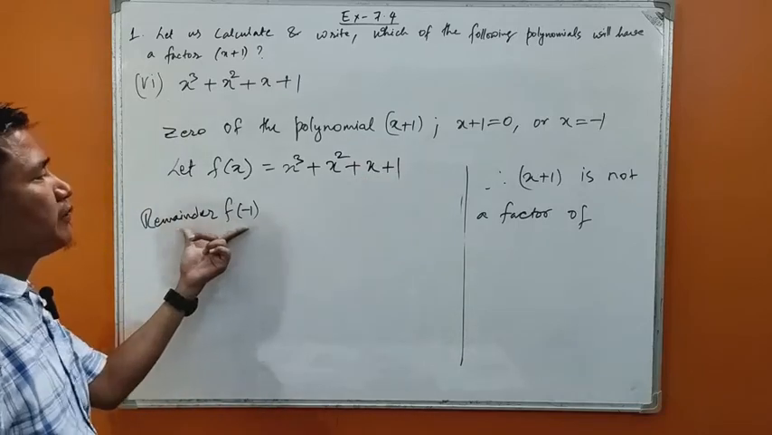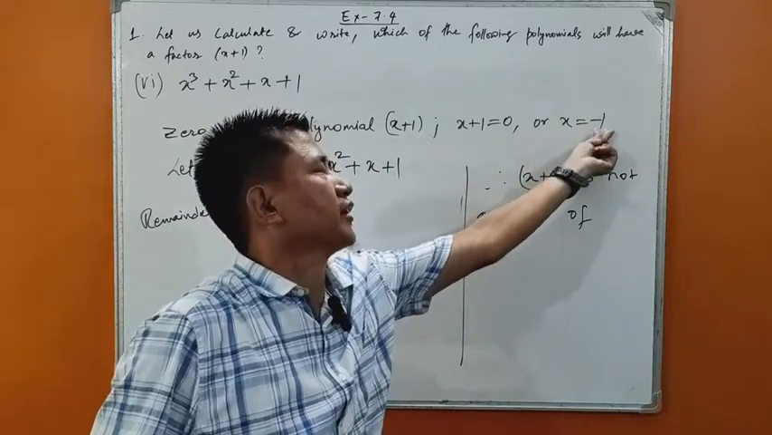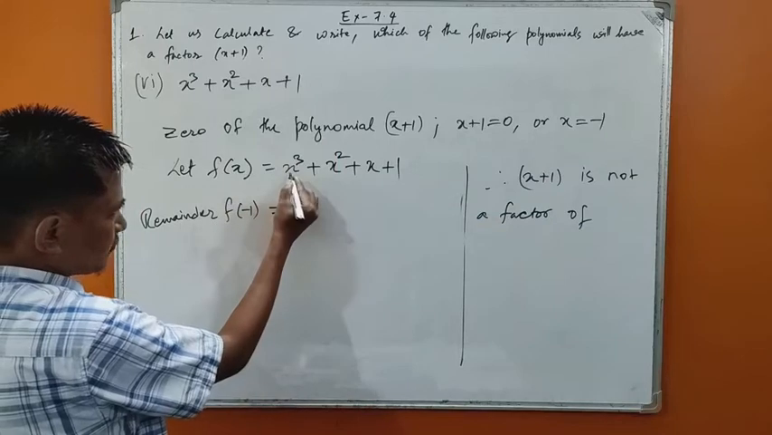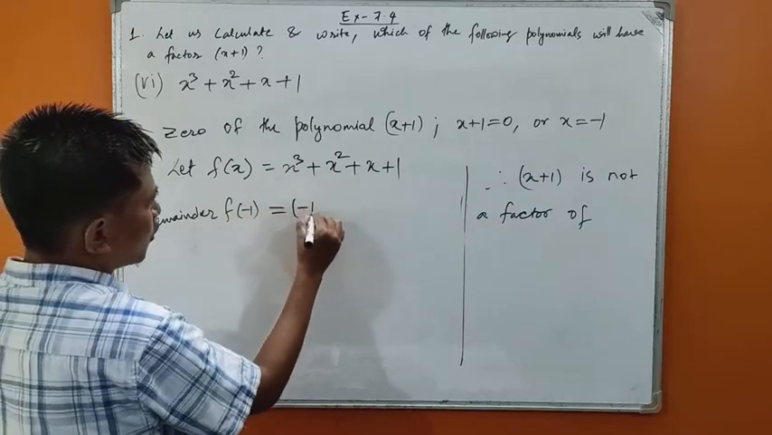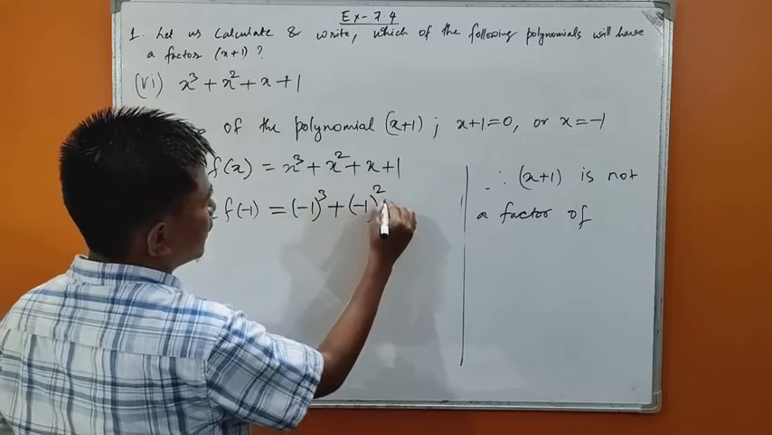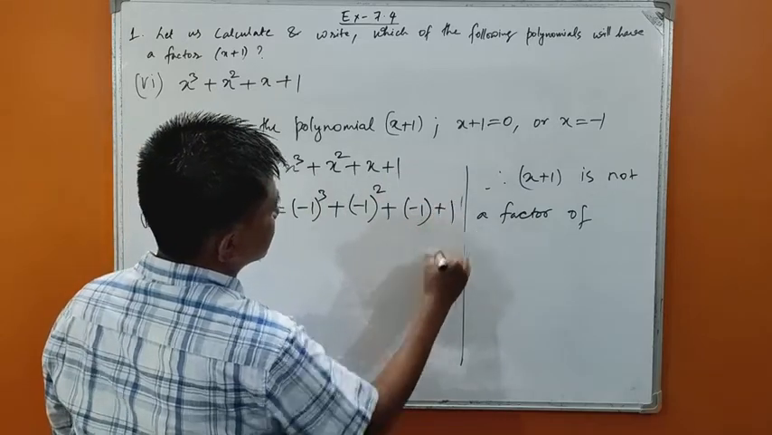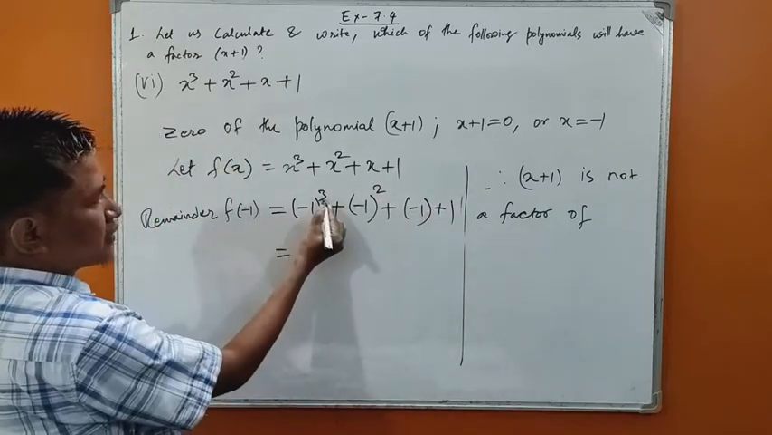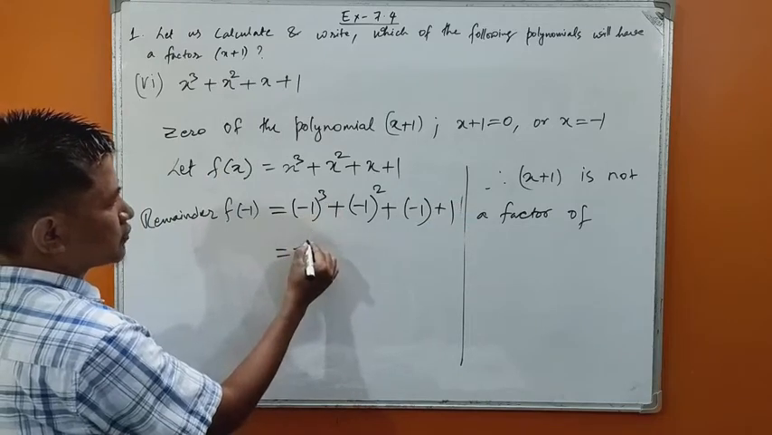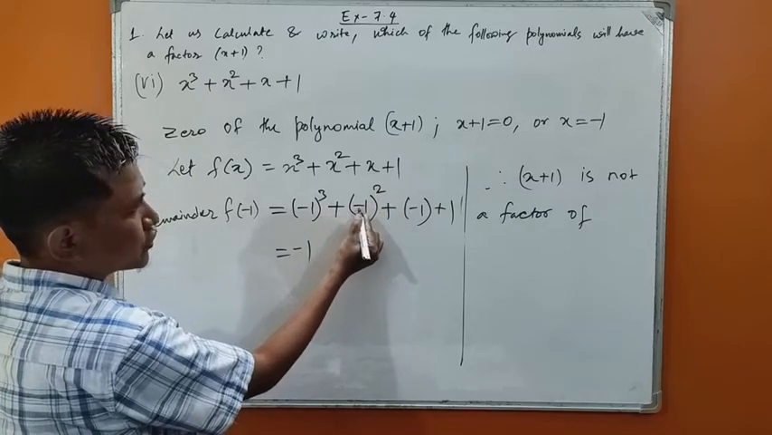Now the remainder will be f(-1), isn't it? According to remainder theorem, remainder will be f(-1). We have the value of x is minus 1. So instead of x, we write minus 1, okay? x cube means minus 1 whole cube plus x square means minus 1 whole square plus x means minus 1 and plus 1, isn't it? So since the power is odd number, the sign will remain minus. So this 1 cube is 1 into 1 into 1 is 1. So since the power is even number, this sign minus will change to plus.